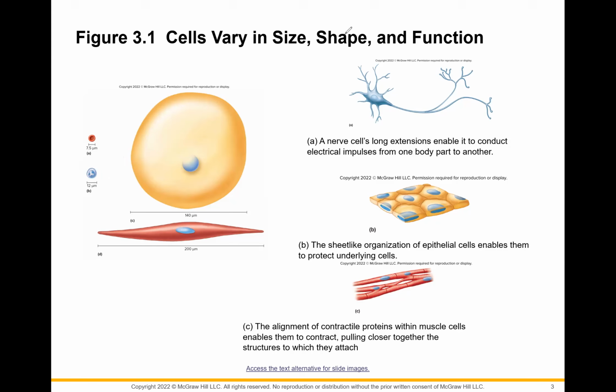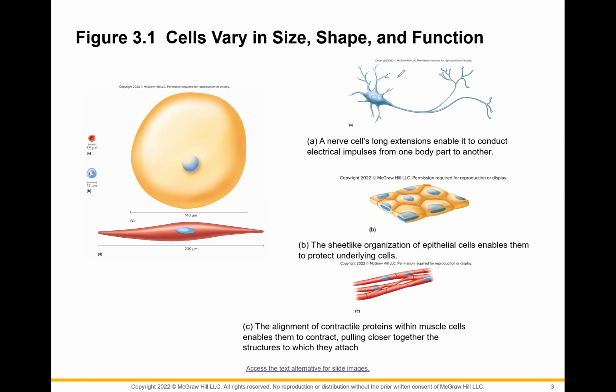Now, moving on to figures C and D, we can see again a big variation in size. We go from 7.5 micrometers to 140 micrometers, and then in figure D, we can see 200 micrometers. As you notice, their shapes aren't the same either because the shape is going to determine their function.